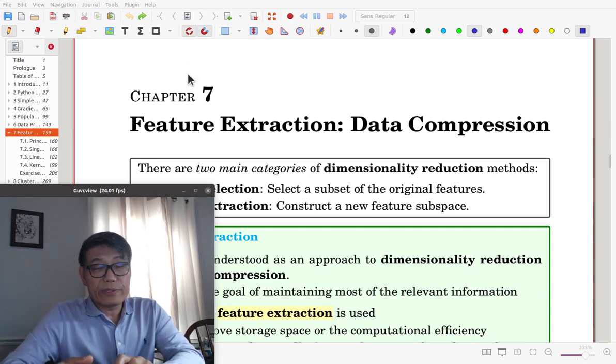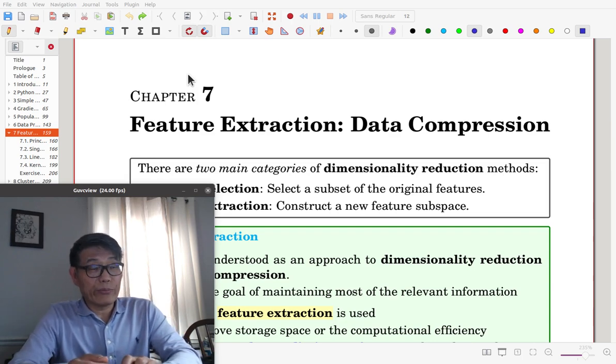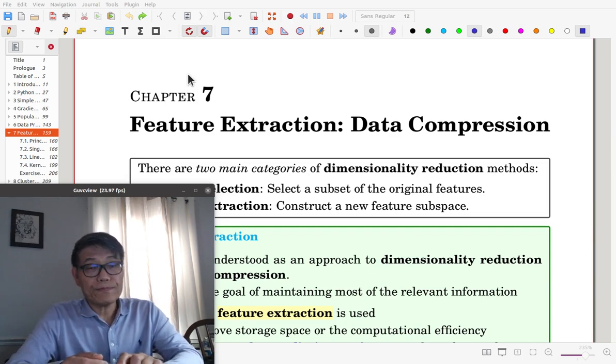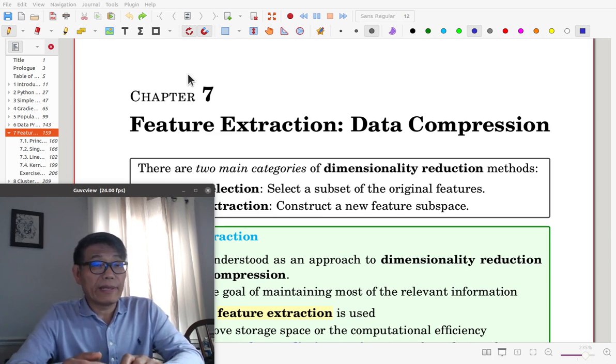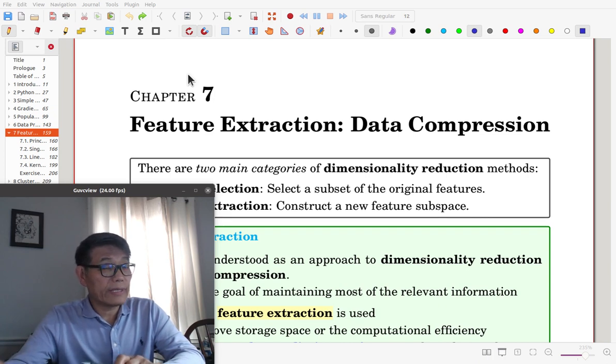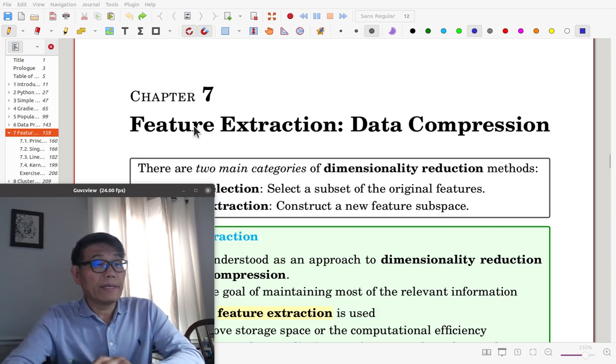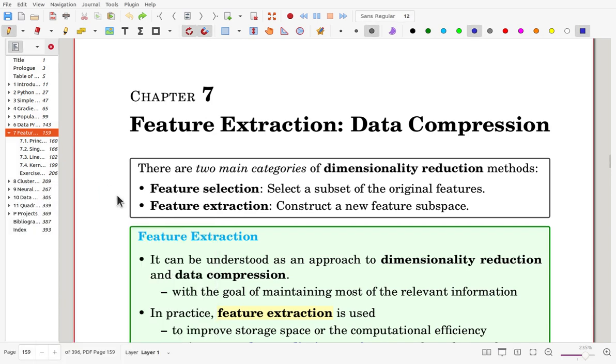Now it is chapter 7, feature extraction, data compression. There are two main categories of dimensionality reduction methods. One is feature selection, and the other one is feature extraction. Through feature extraction, we may construct a new feature subspace.